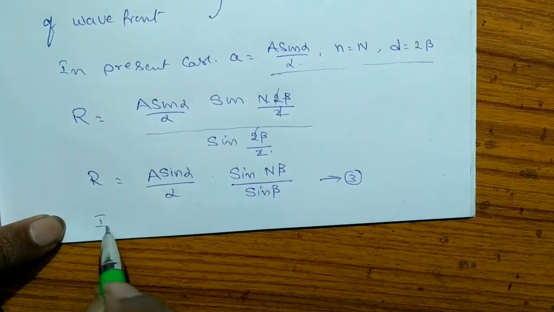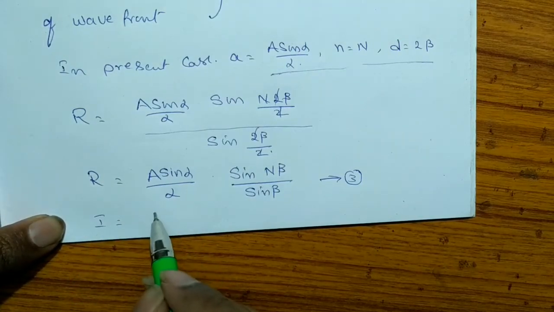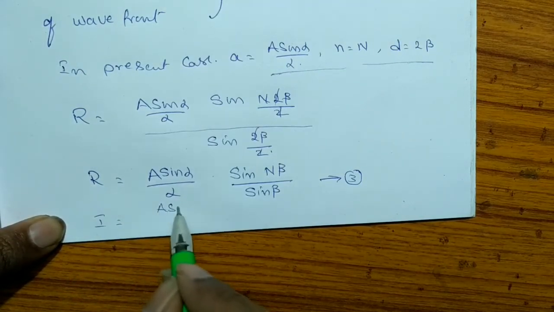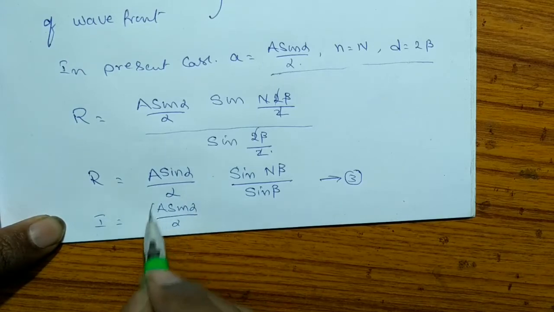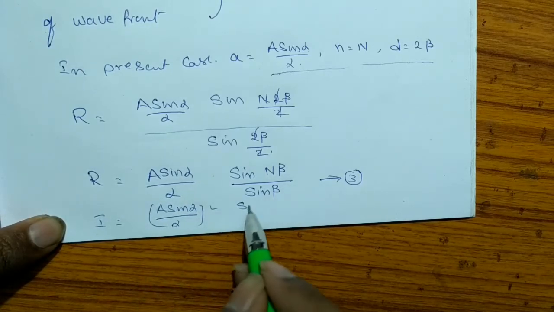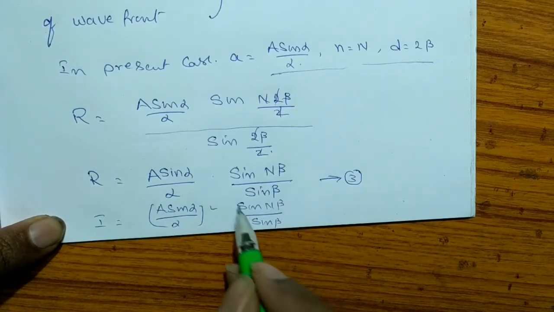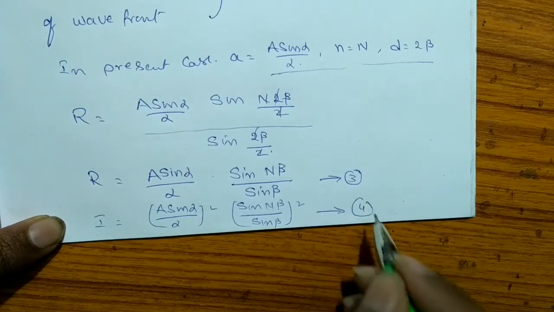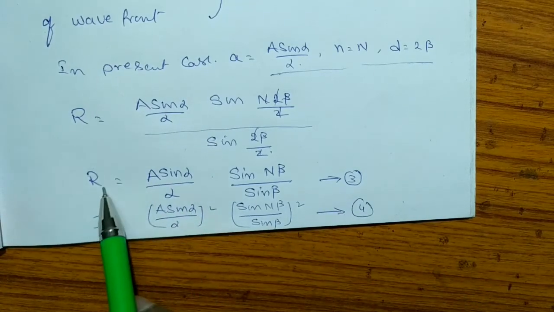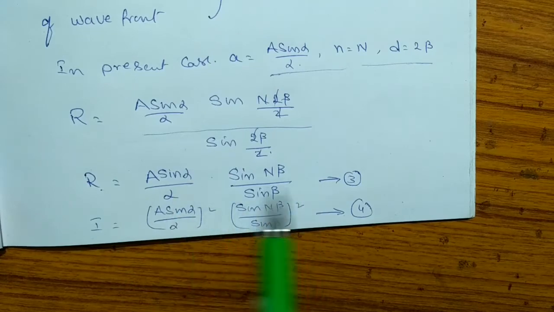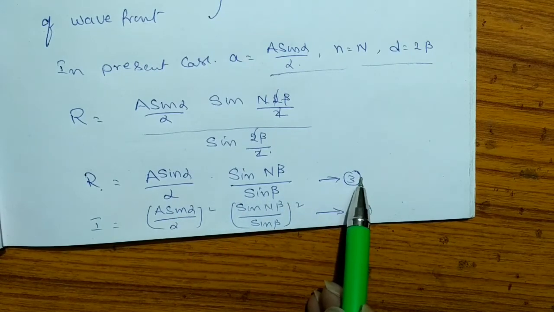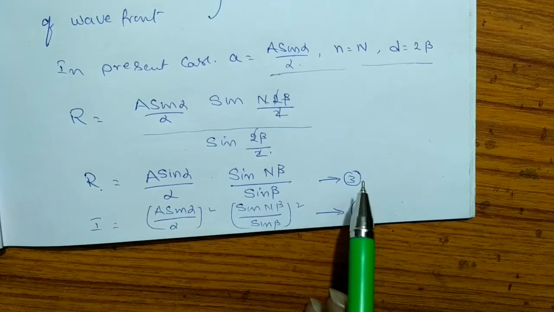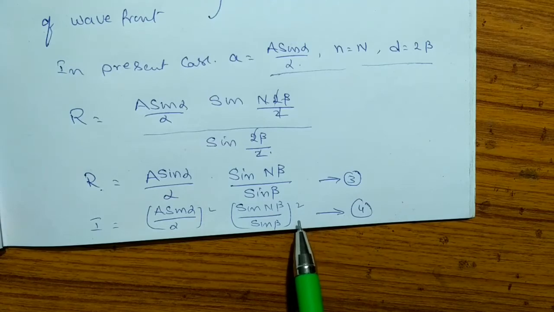Similarly, the intensity I is equal to R square, means (A sin alpha by alpha) whole square into (sin nβ by sin β) whole square. This is equation number 4. This is intensity. Equation 3 refers to the resultant amplitude, and this gives intensity.